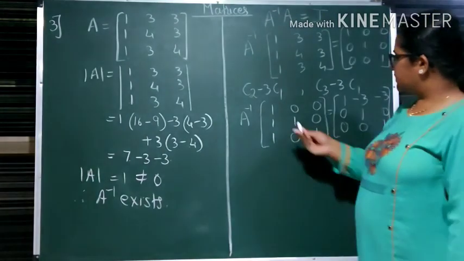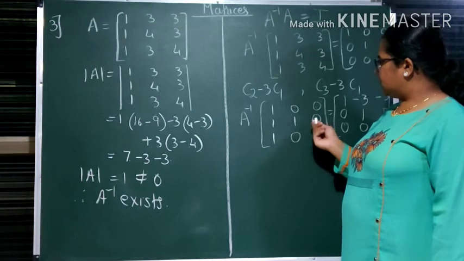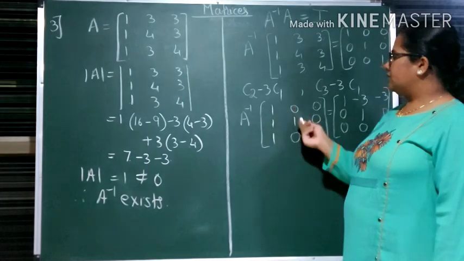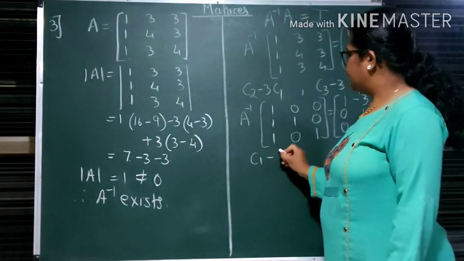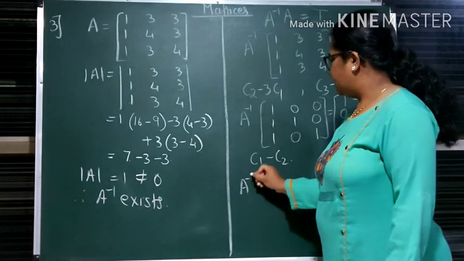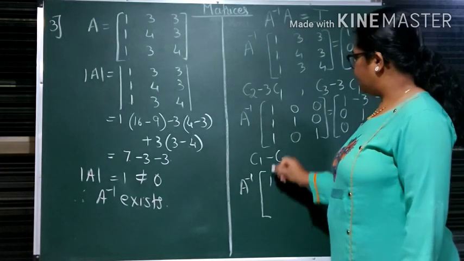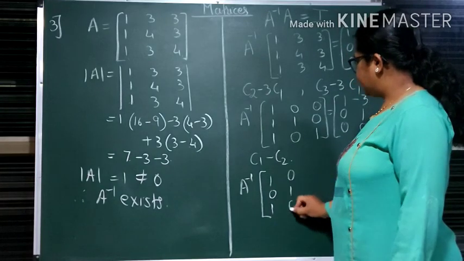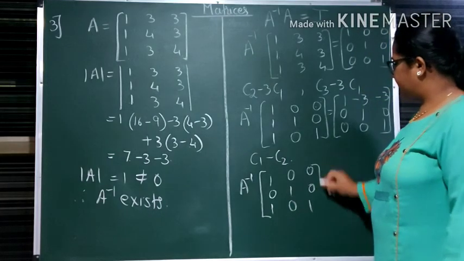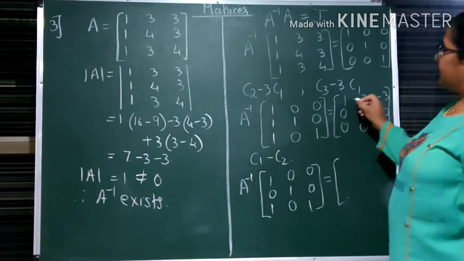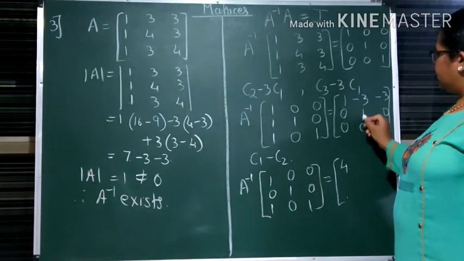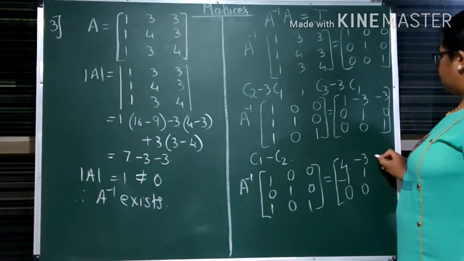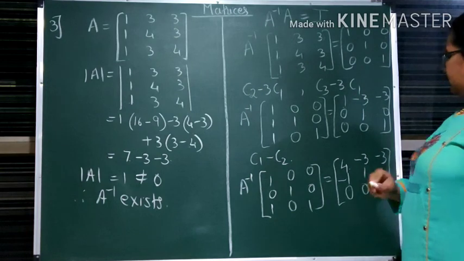Now you can see this has converted to 0, 0. This is 1, this is 0, this is 0. Now convert this to 0. What should be my operation? C1 minus C2. So A inverse into 1 minus 0, 1. 1 minus 1, 0. 1 minus 0, 1. Second column as it is. 0, 0, 1 equal to 1 minus of minus 3 will become 4. 0 minus 1 will become minus 1. 0 minus 0, 0. Minus 3, 1, 0. Minus 3, 0, 1.